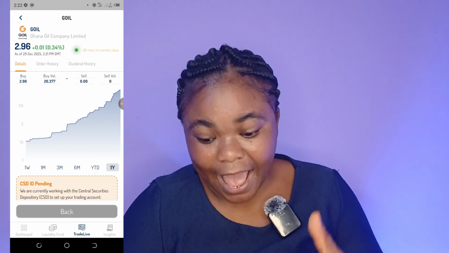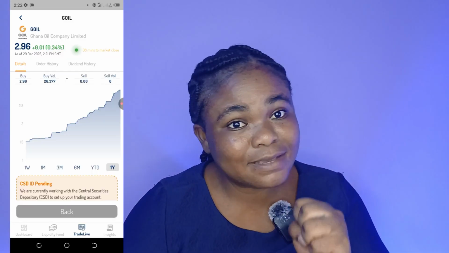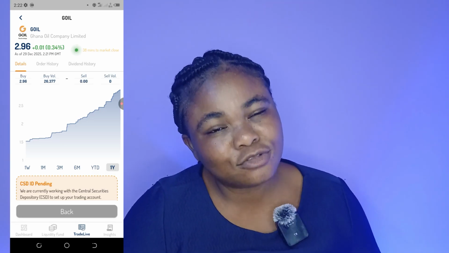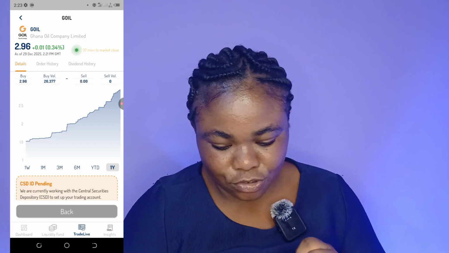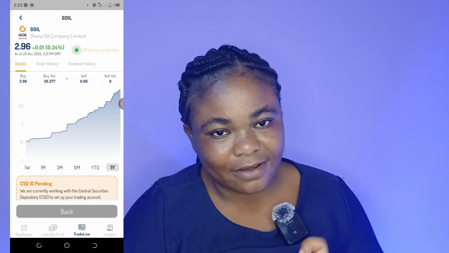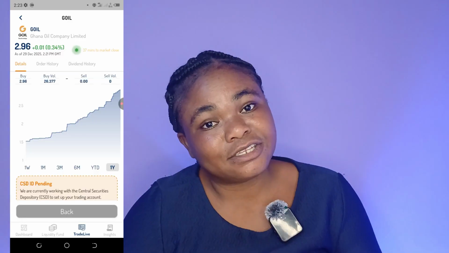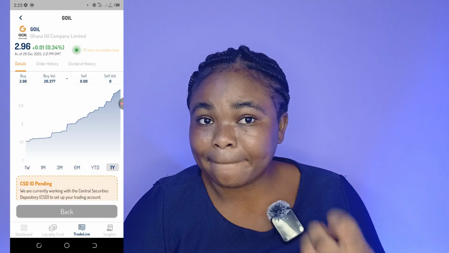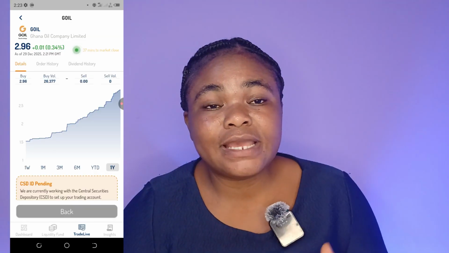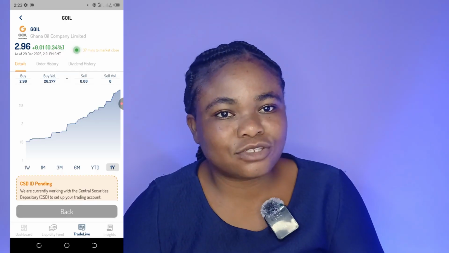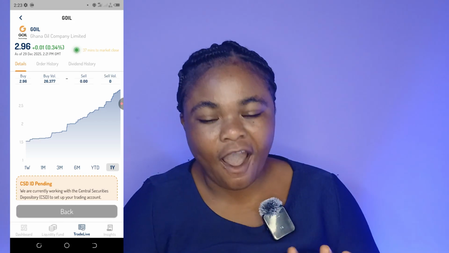So if someone has a stock on gold and the person wants to sell it, it doesn't mean the person will sell it at 2 cedis 96 pesos. When you look at the buy price, it shows 2 cedis 96 pesos and the sell is 0.00. Those who have the stock don't predict the amount they want to sell it at, but those who want to buy have said that when anyone is selling their stock, this is the amount we are going to buy it at. That's why it shows on the screen.